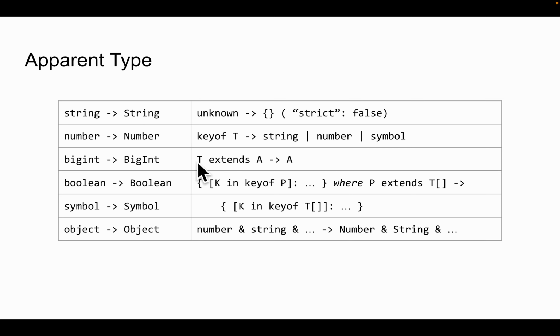There's a bunch of other sort of weird obscure ones. The one we talked about is T extends A goes to A. So that's some type parameter that extends some type, just goes to that type. And then there's some other ones that are, like I said, pretty obscure.